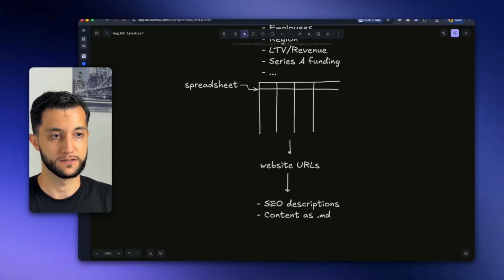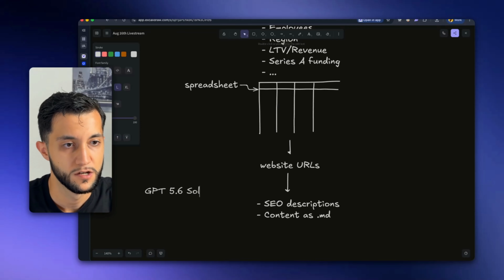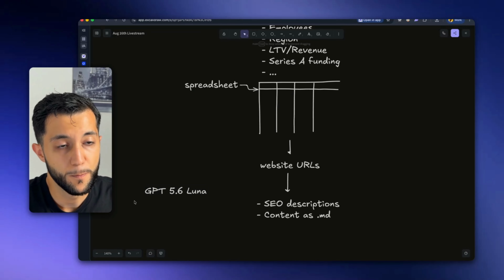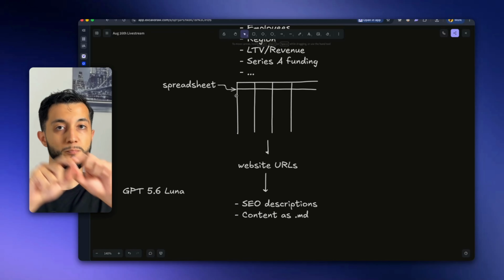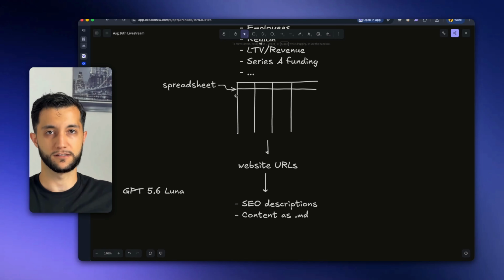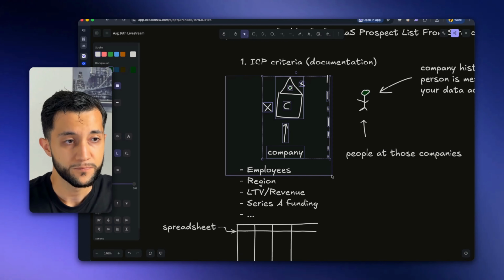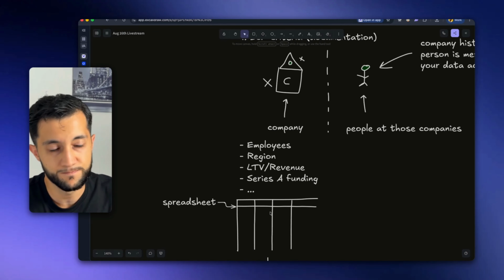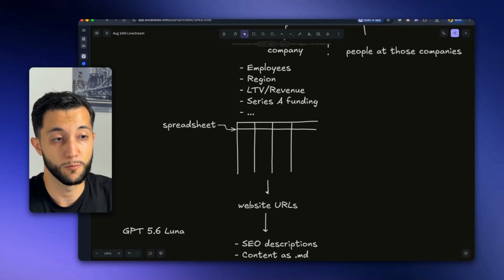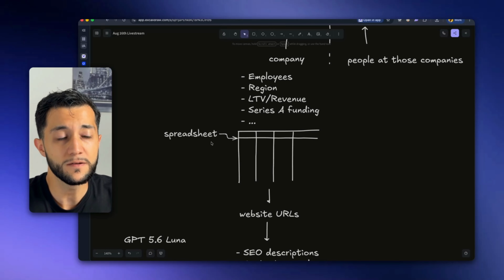With those markdown files, we'll use something like GPT 5.6, not 7, 6, Luna, right? We'll use that to put that data alongside the website URLs so that we can build a spreadsheet full of text. That's going to allow us to have the general data like employees, region, LTV, Series A funding, news, hiring or not, etc. Then we'll have the website URLs, and their full SEO descriptions and the content as markdown files in this spreadsheet.